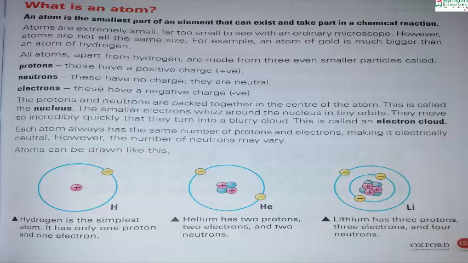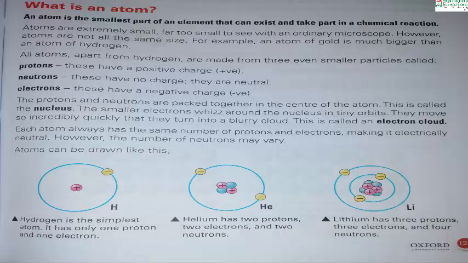All atoms apart from hydrogen are made from three even smaller particles called protons, neutrons and electrons. Protons have a positive charge, neutrons have no charge, they are neutral, and electrons have a negative charge. The protons and neutrons are packed together in the center of an atom. This is called a nucleus.